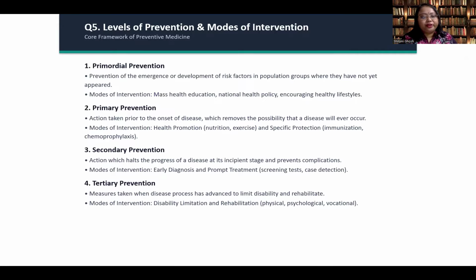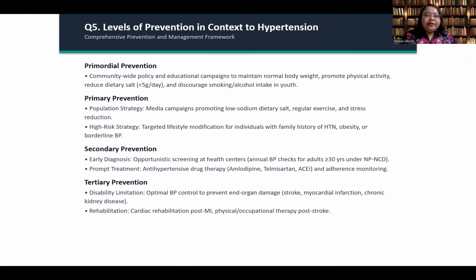And tertiary prevention, that is disability limitation and rehabilitation. Now, next comes the part in the context of hypertension. So, how do we have to do it? First you have to maintain the normal body weight. You have to promote physical activity, reduce dietary salt, and discourage smoking and any alcohol intake in youth. So primary, secondary, tertiary, you will divide it in that way.